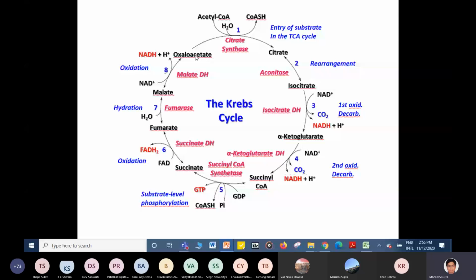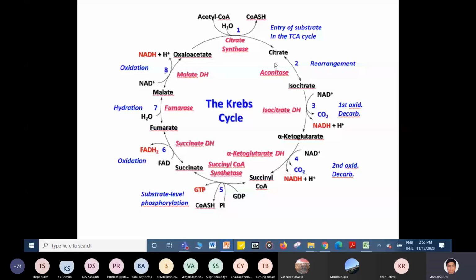Now let's start. After pyruvate, acetyl-CoA is formed. This acetyl-CoA will combine with oxaloacetate with the help of the enzyme citrate synthase, resulting in the formation of citrate. This is the first step of the TCA cycle, catalyzed by citrate synthase. This we have denoted as the entry of the substrate into the TCA cycle.